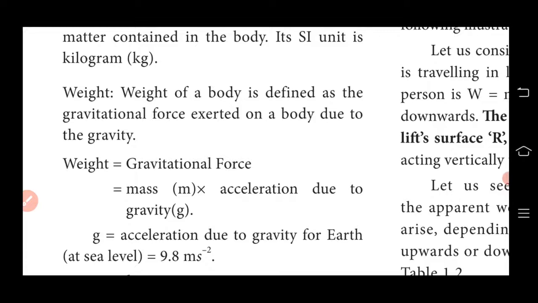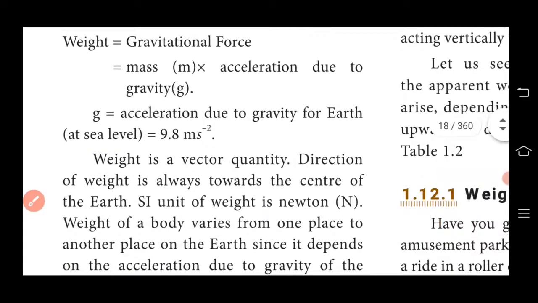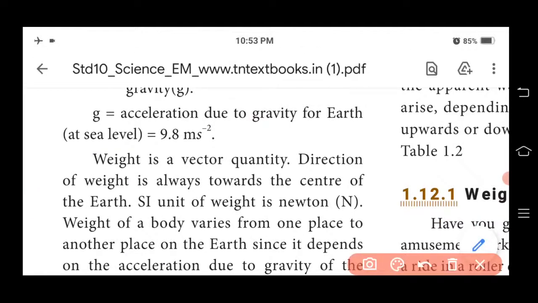Here g, acceleration due to gravity for the earth at sea level, is 9.8 meter per second square. And then weight is a vector quantity. It has both magnitude and direction. The direction of weight is always towards the center of the earth. And then, very important one more question: SI unit of weight is Newton.